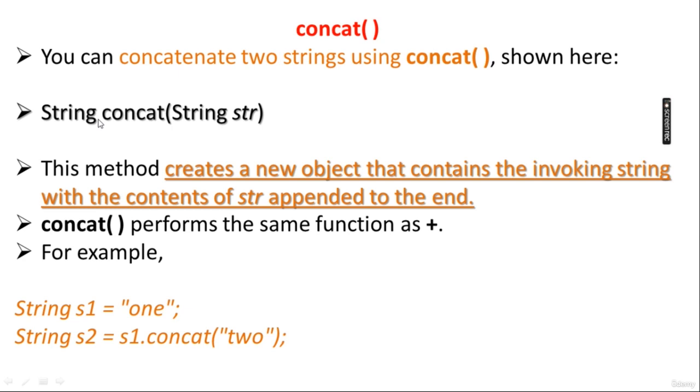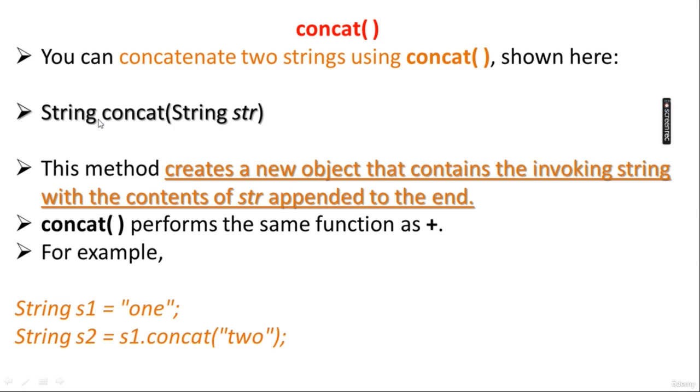Then concatenation. You can concatenate two strings using concat. String concat(String str). This method creates a new object that contains the invoking string with the contents of str appended to the end. If you want to merge two strings, the method available is concat. Whatever string you are giving, dot concat, and another string, it will give you the final string with first string plus another string.